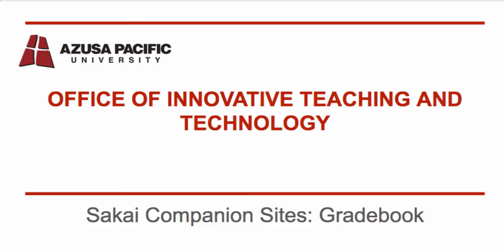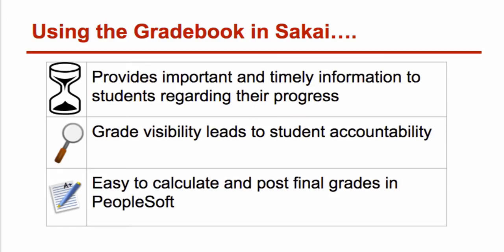Using the Gradebook in a Sakai companion site provides important and timely information to your students regarding their progress in your course. Grade visibility means that students are able to take responsibility for their performance. Getting your settings correct in Gradebook means that students can see grades as soon as they are posted. They can see a cumulative grade that lets them know where they stand, and it also makes it easier for you to calculate and post final grades in PeopleSoft.